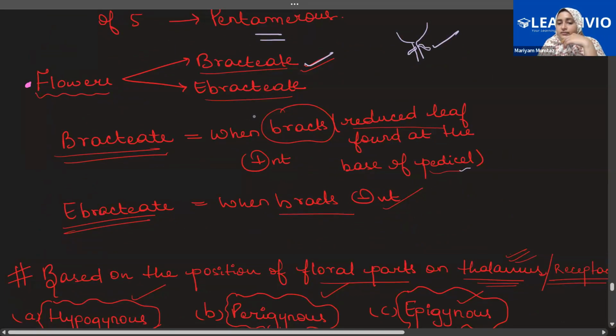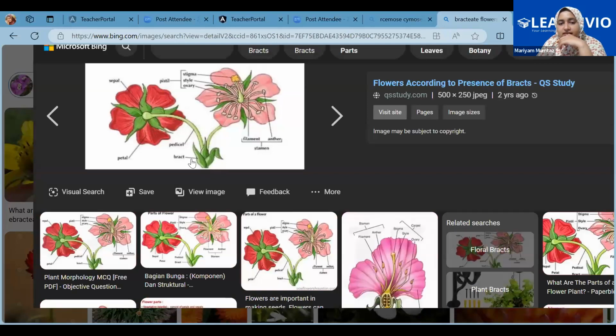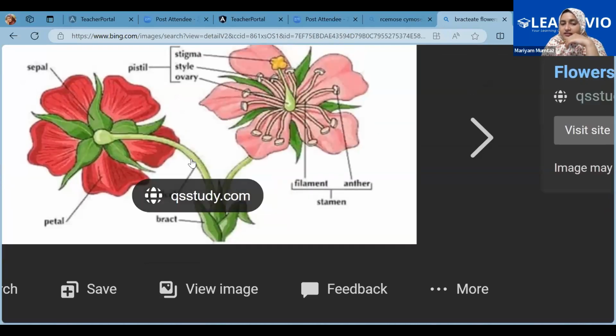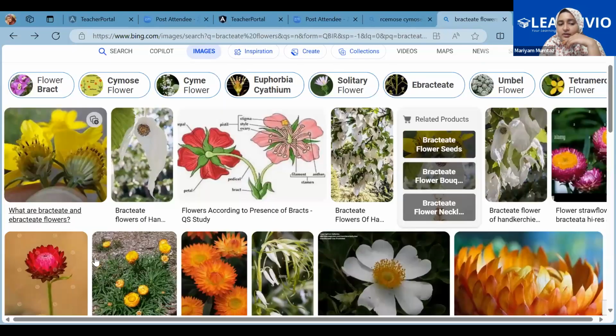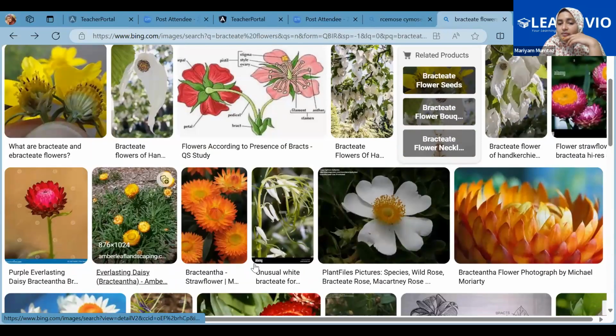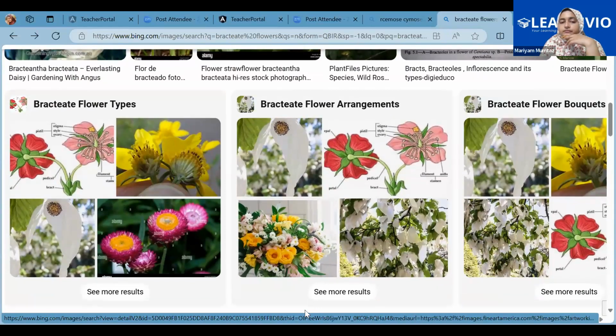So let us look at that also. Okay, are you able to see this picture? See this. This part is the bract, right? This part is a bract. It can be present here also and it can be present here also. So whenever this is present, it means that the flower is bracteate. And if it is absent, then we'll say that the flower is ebracteate. Okay, ebracteate. Clear, students? Yes.